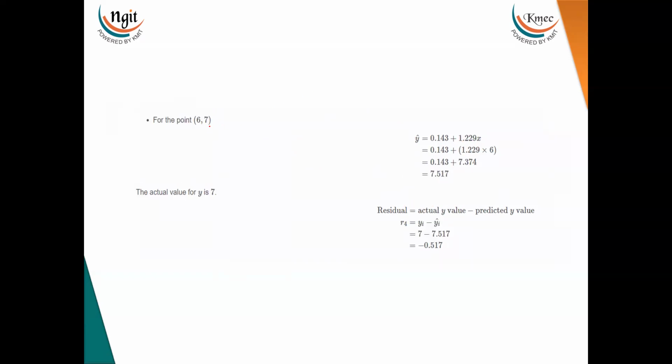Then the last point is 6, comma 7. So this is the x value, this is the y value. Place the x value here. We get 7.517 and the actual value is 7. Let us name it as R4. Actual value minus predicted value, that is 7 minus 7.517. And again, we got it as minus 0.517. If you see the graph, it is below the regression line. So even this condition is also satisfied.